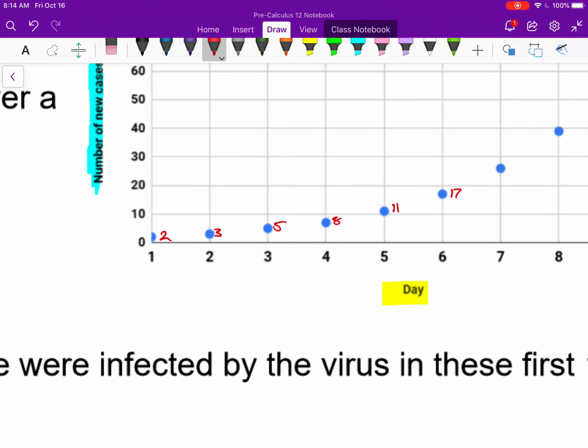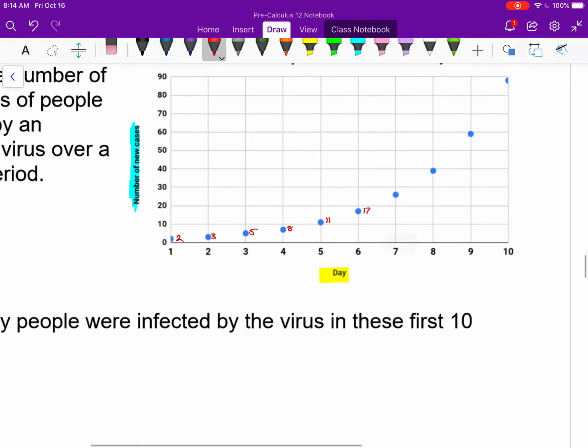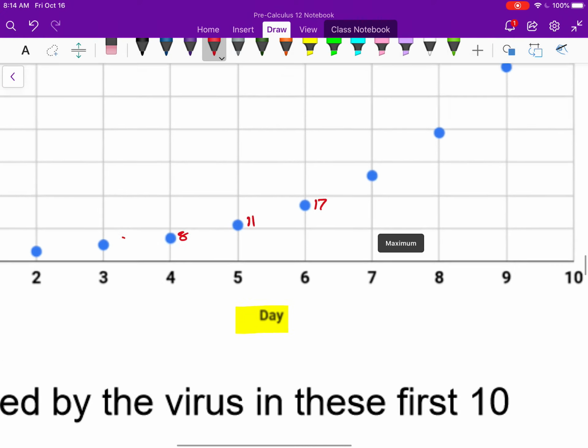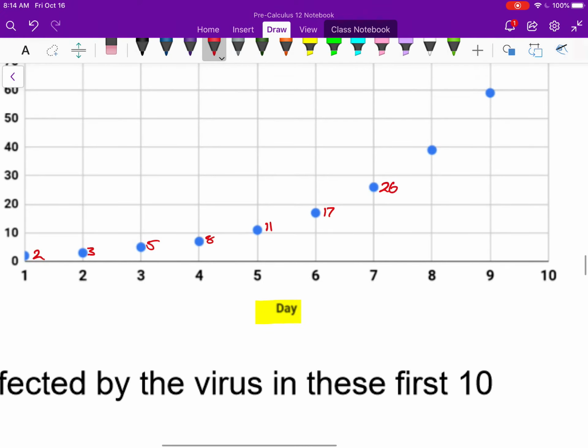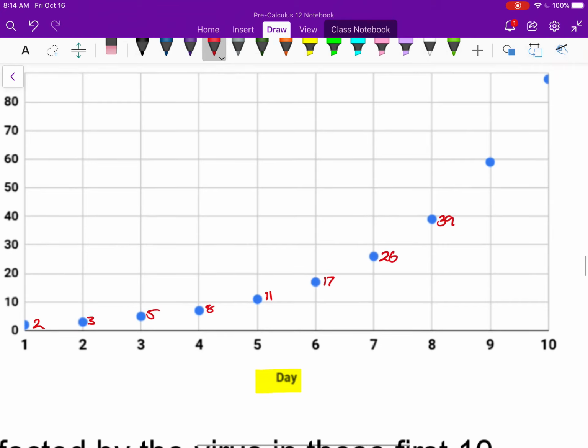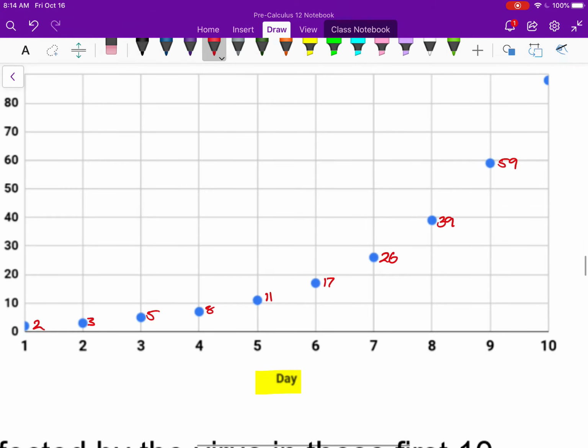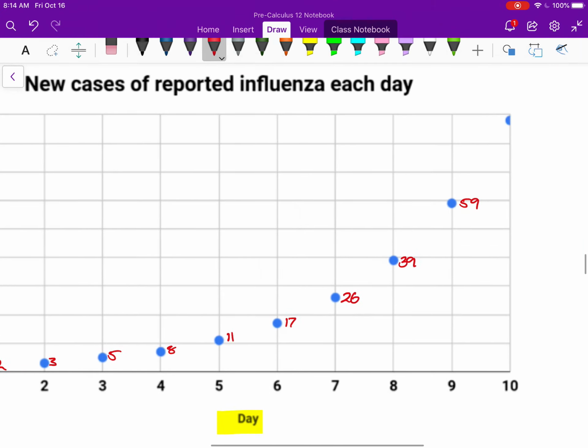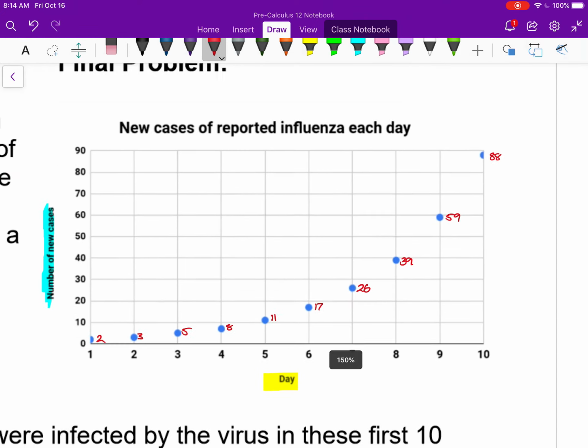That said, I'll keep doing this, but to be honest, I'm doing far more than I have to. This looks about like 26. This looks just short of 40, so I'll say about 39. This looks just short of 60, so I'll say 59. And this looks a little bit short of 90, so I'll say 88. Okay, those are my rough estimates.